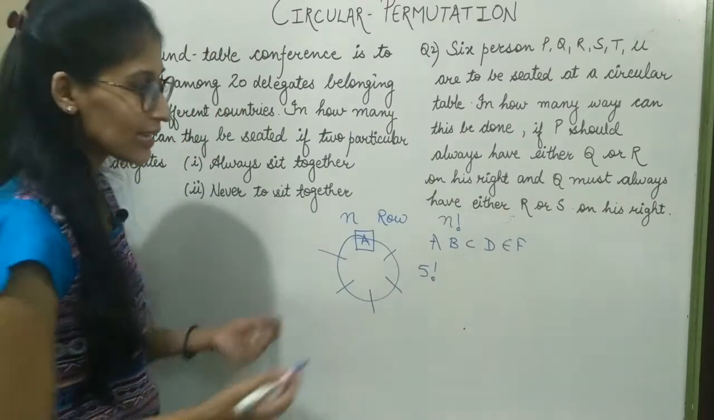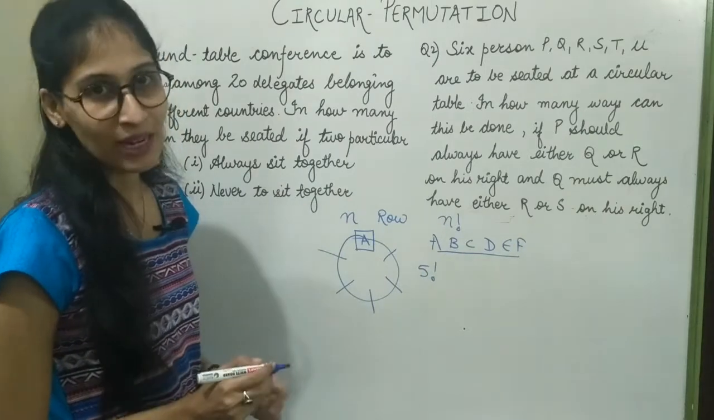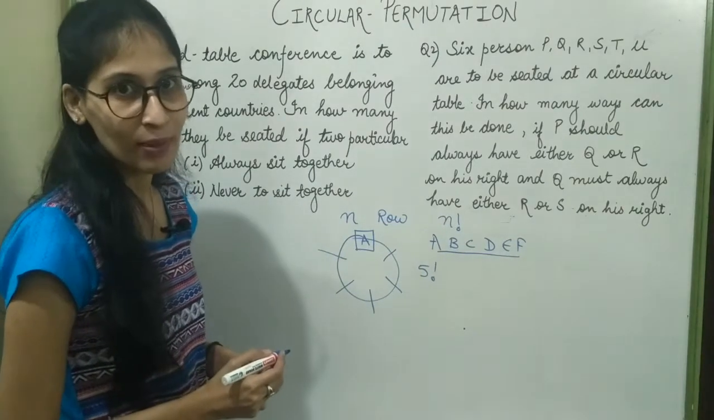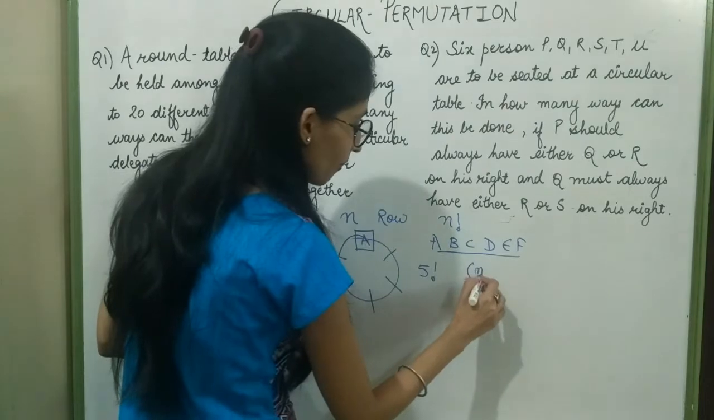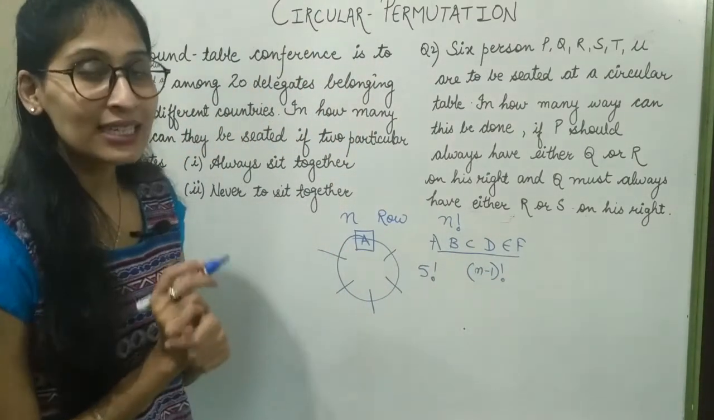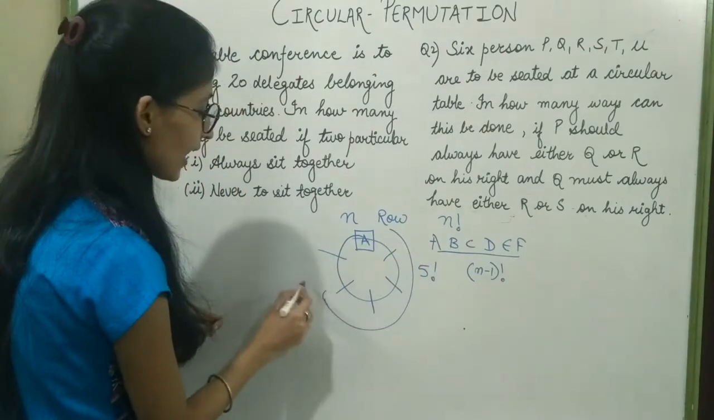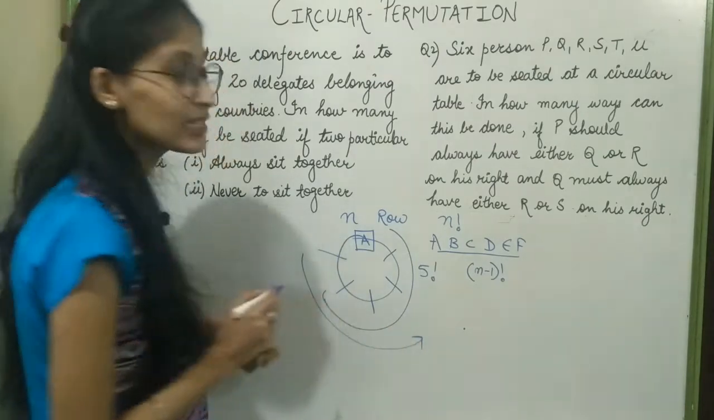Or I can say, if the number of persons is n, the total possible arrangements in case of circular permutation is n minus 1 factorial. But this is the case when clockwise and anti-clockwise arrangements are different.